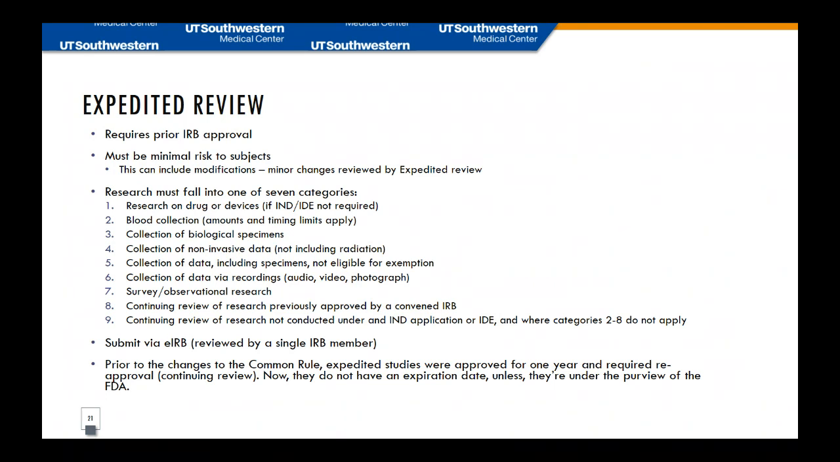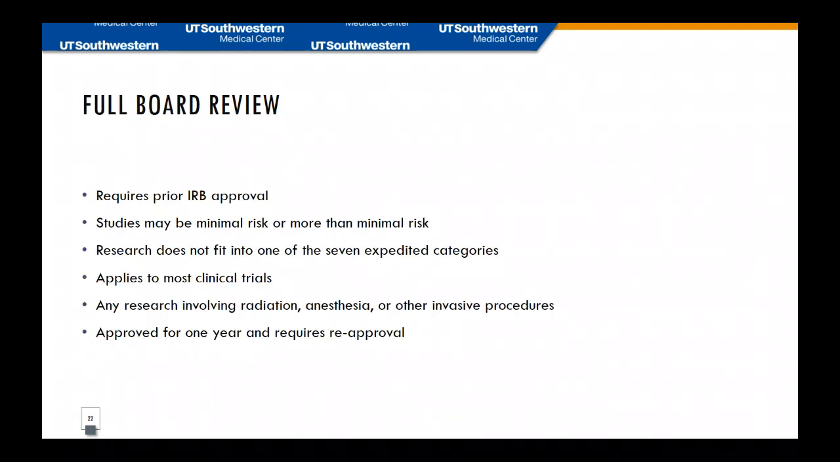Now, our last level of review is full board review. These studies require prior IRB approval. They could be minimal risk or more than minimal risk. The research won't fit into any of our 7 expedited categories. This applies to most clinical trials, and this is also any research involving radiation, anesthesia, other invasive procedures like biopsies or anything like that. These studies are usually approved for 1 year and require reapproval or continuing review every year.